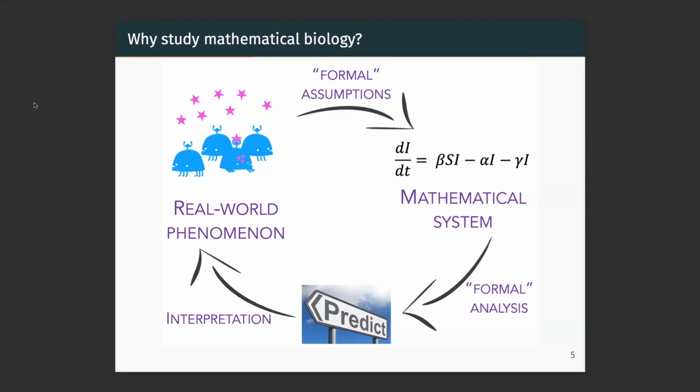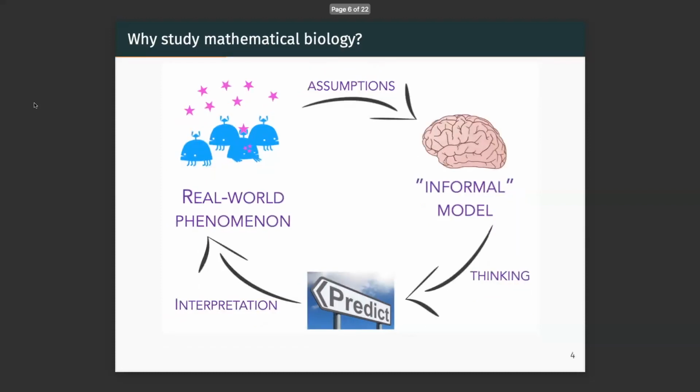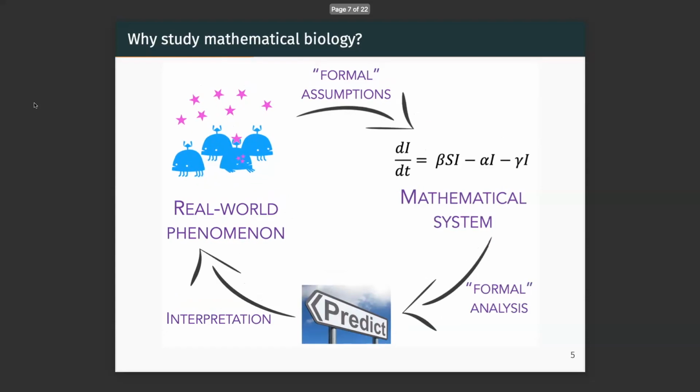So the key difference with your informal model here is that your assumptions, they're subjective, they're internalized. You can't replicate this really, okay? The big difference with the mathematical model is we're writing everything down, so everything is in principle objective. Someone else could reproduce this, someone can critique this. Okay? So the same process comes up here at the end. We make predictions, we interpret them in terms of the real world phenomena, and then we adjust our assumptions and we adjust our model.